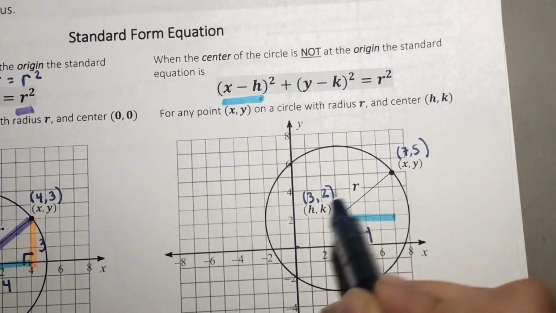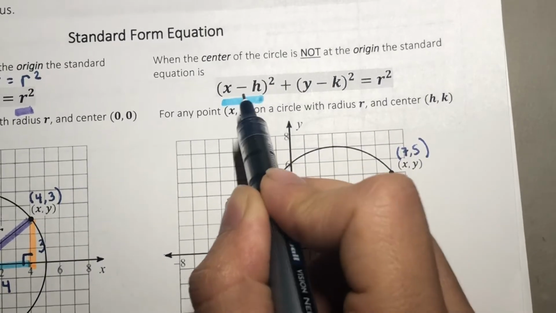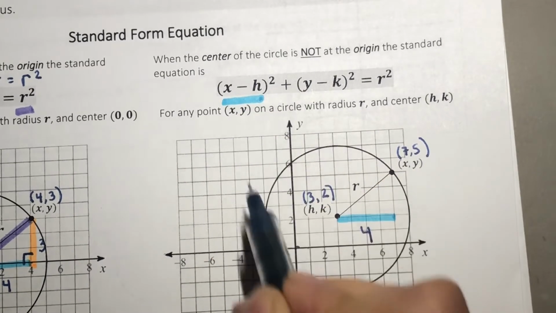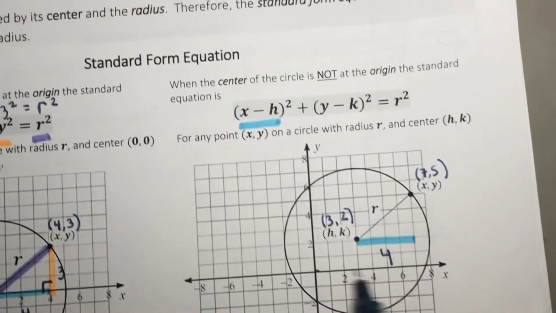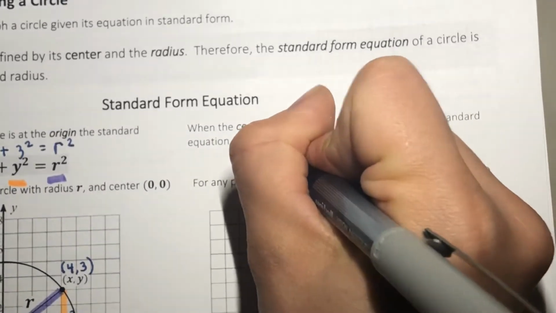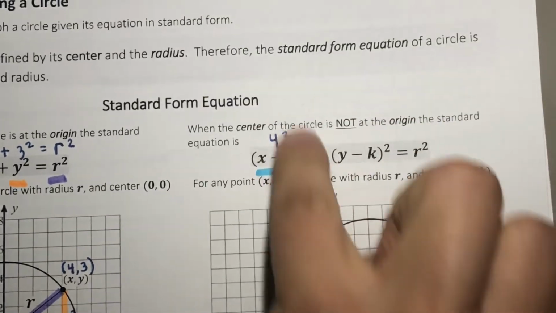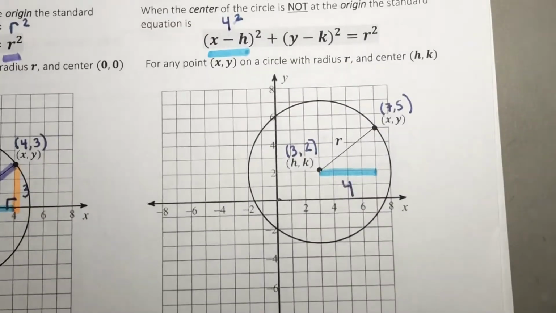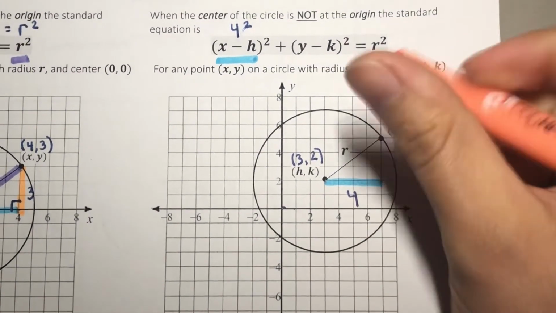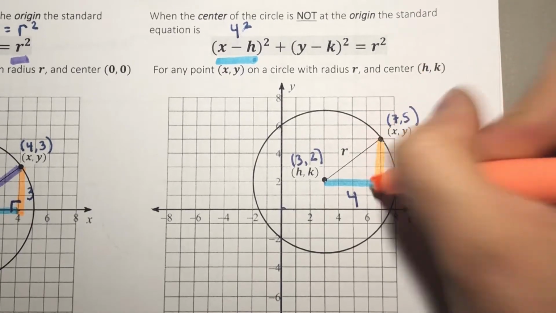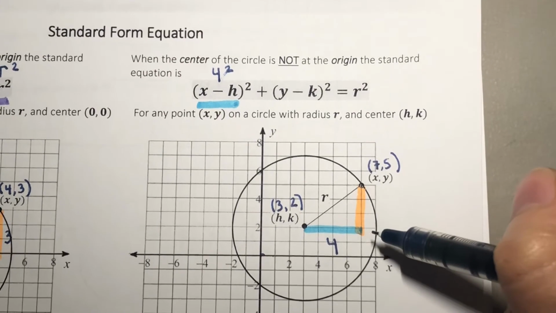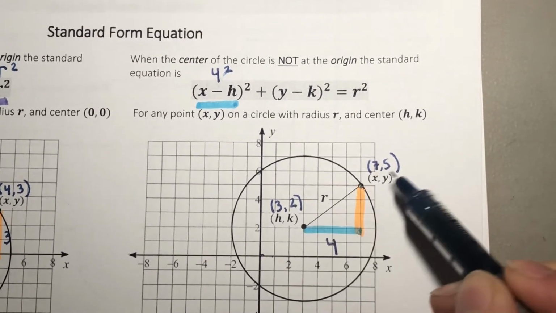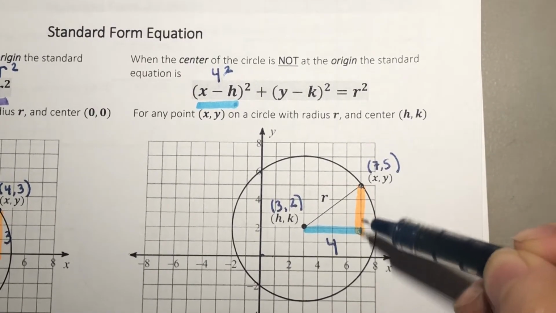That's where the x minus h comes from. Over here, this x minus h, that's where it comes from. 7 minus 3 is 4. This distance is 4 units, so 4 squared would go here. All right, and then this distance along the y-axis, here we are going from 2 to 5.